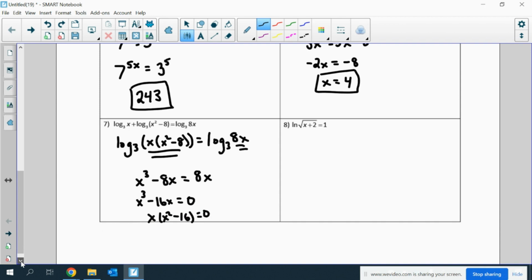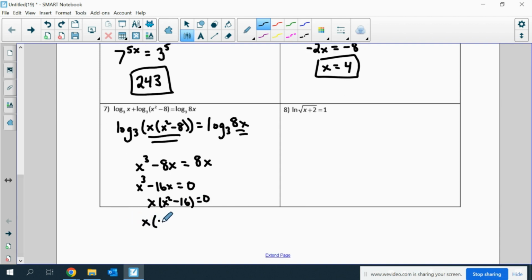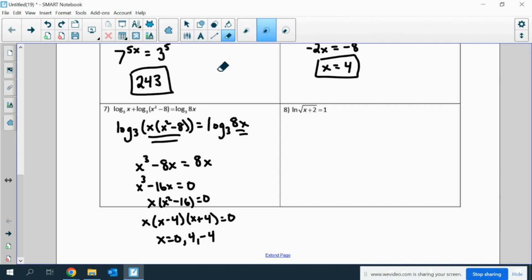Then there's some factoring that occurs. So x equals 0, 4, and negative 4. And we just have to make sure that in all cases I end up with insides that are bigger than 0. And when I look at this, 0 does not work because that one would not be bigger than 0.